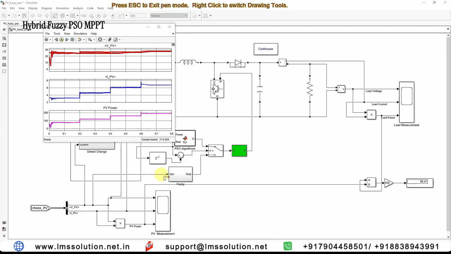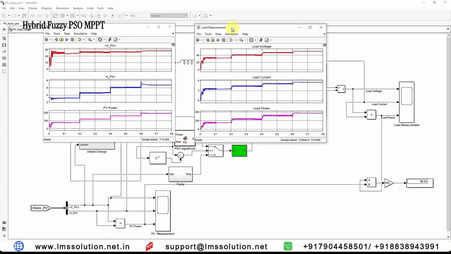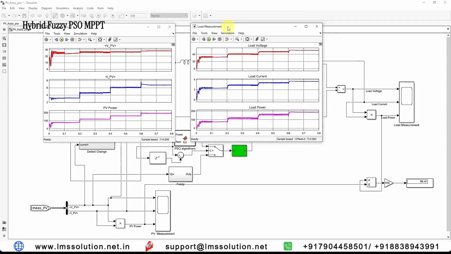And also you can check the load voltage. What will happen here because of the change in irradiation? Here we can see that the load voltage will vary, because this system is operating in a standalone concept. What is happening in this model?